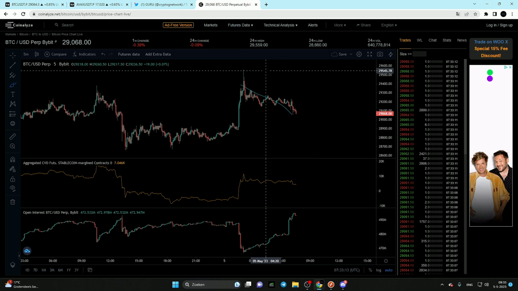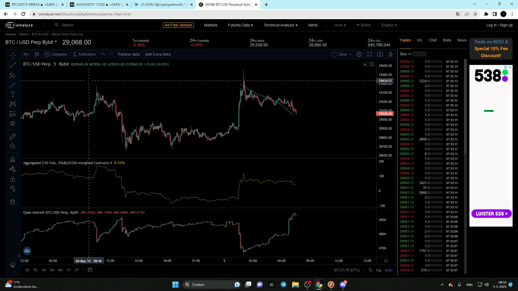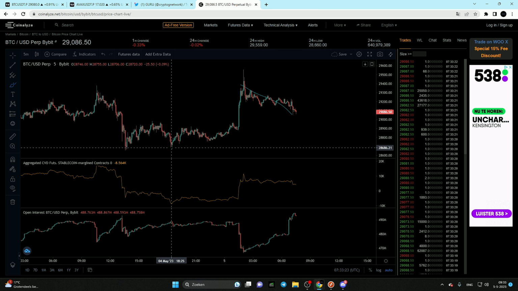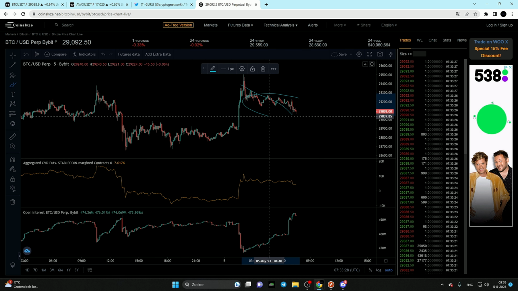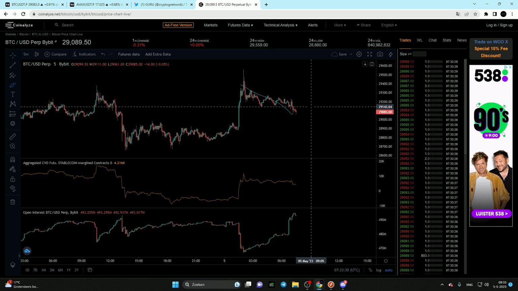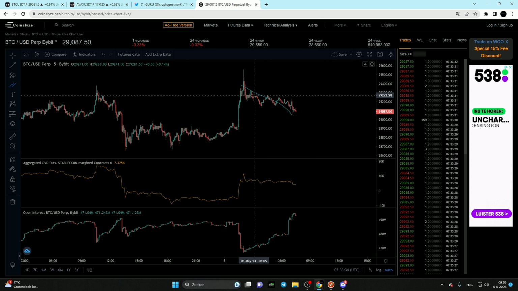What is this telling me? This is telling me that there are a lot of new positions being opened, a lot of new money coming into the market. And personally, I think that the people that got squeezed out of their short positions over here are re-entering their short positions over here. And they are re-entering their short positions without any kind of confirmation.